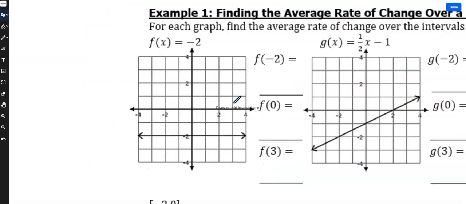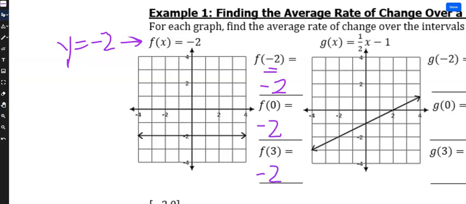Okay, so for each one of these graphs, we're going to basically figure out what happens. So this is your plain old y equals -2 graph. We know that's a horizontal line. So when you plug in a -2 for x, guess what you get for y? -2. When you plug in a 0, you get -2. For 3, you get -2. That's because no matter what you plug in, it doesn't matter. You're always getting -2. That's why they call this a constant function.